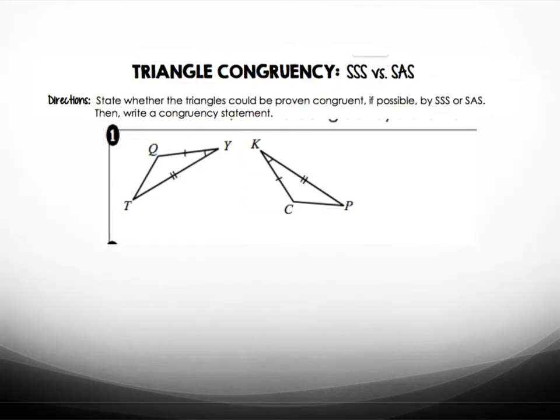Okay, I want you to try this one, but we're going to go over the directions together. And the directions state: whether the triangles can be proven congruent. If so, side, side, side, or side, angle, side. And then what? Write a congruent statement. You try it.